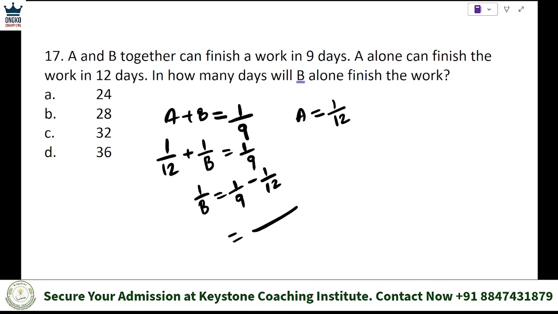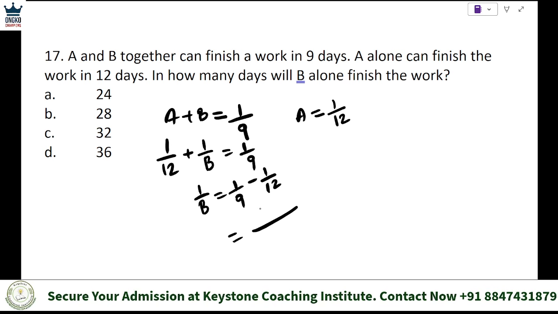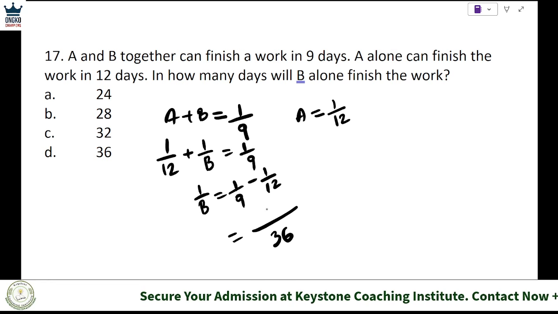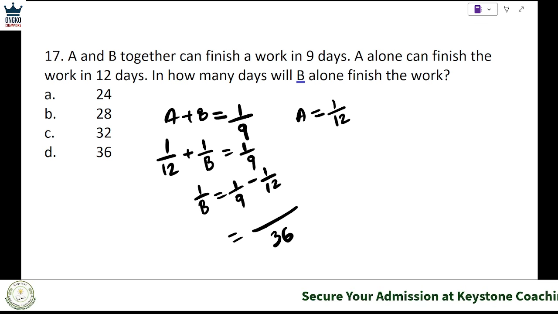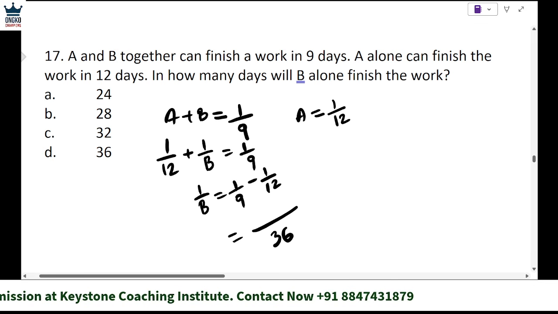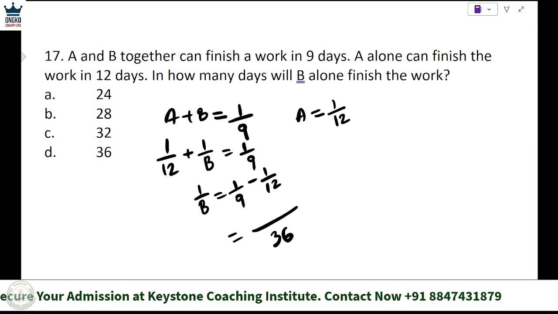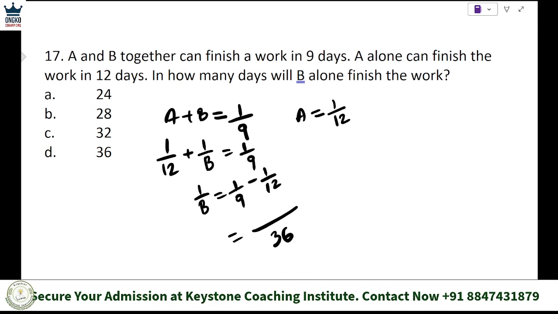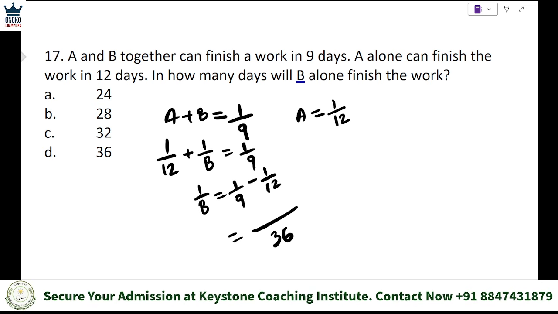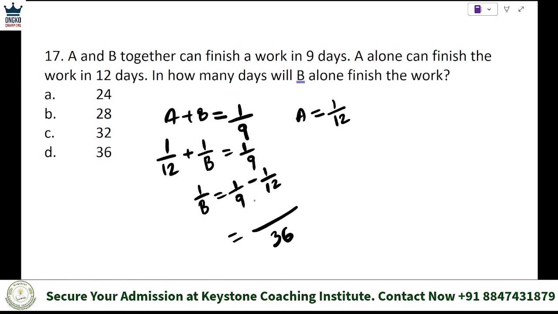LCM of these is 36. A smarter approach: 9 and 12, the greater number is 12, so take multiples of 12. 12 one time is 12, divisible by 9? No. 12 two times is 24, divisible by 9? No. 12 three times is 36, divisible by 9? Yes, 9 four times. So that's the LCM, 36. 9 times 4 is 36, and 4 into 1 will give us 4.